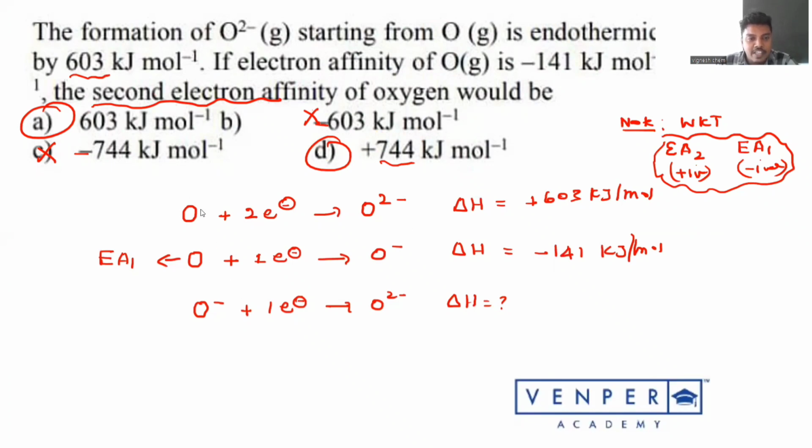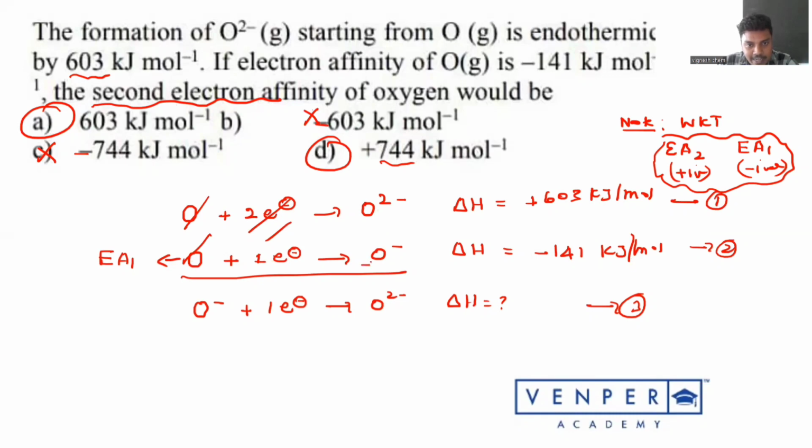See, they are asking the first equation. What is the first equation? Oxygen plus gain of 2 electrons becomes O2 minus. What is the value? Plus 603 kilojoule per mole. And the second equation: oxygen gains 1 electron and becomes O minus. This is equation 1, this is equation 2. We need equation 3. How do we get equation 3? Simple, right? We have to subtract equation 1 and equation 2.